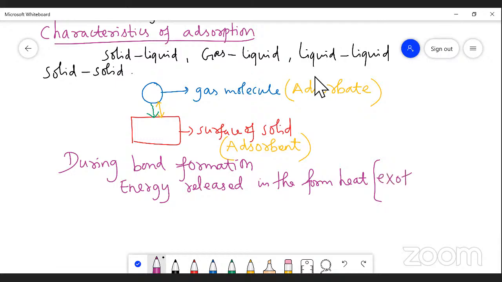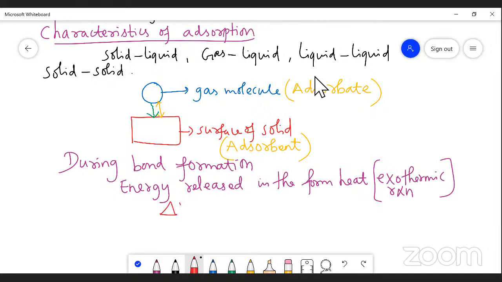What type of reaction is this? Exothermic reaction. What does exothermic mean? The heat is liberated from the system. This is called an exothermic reaction. So during bond formation, the energy has to be released, and the energy released is converted into heat. So this reaction comes under what type of reaction? Exothermic reaction.